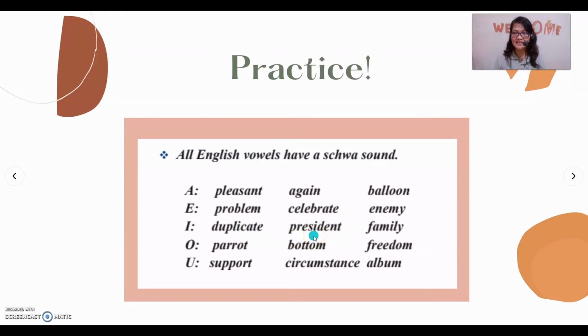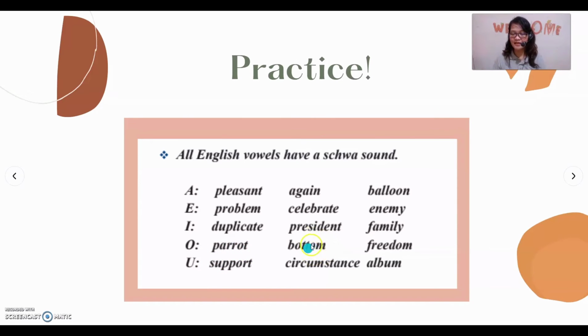Next is president. Here and here, the second and the third are both schwa sounds. Family. We don't say family that way. Family. Next is parrot. Parrot. She tends to parrot me. Parrot. Okay, next is bottom.